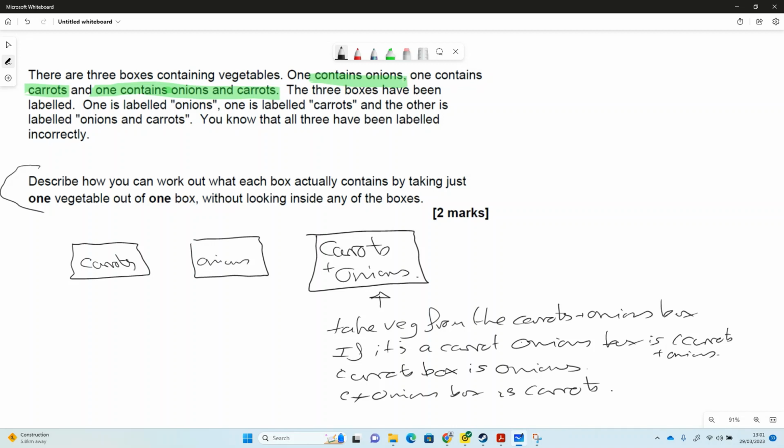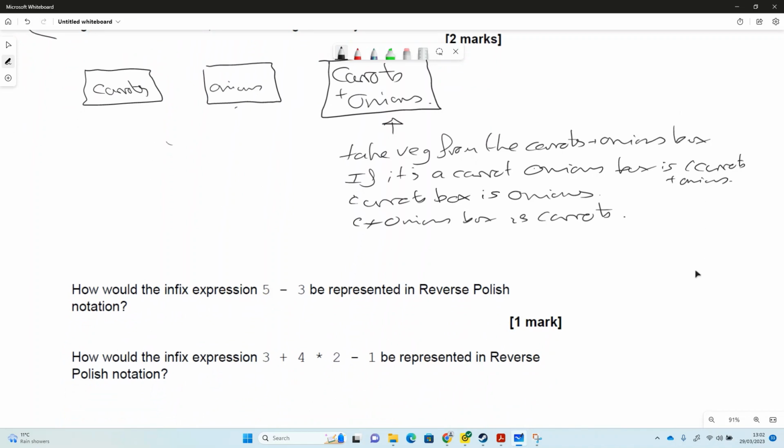So all it's doing is asking you to think about this logically, in a logical deductive sort of process. If we take something out of carrots and onions, if it's a carrot, then that must be the carrots box because it's labelled incorrectly, and that means the carrots box must be onions and the onions box must be carrots and onions. And if it's an onion, then that's the onions box, and the onions box must be carrots and onions, and the carrots box must be onions. So there's only one way of sorting it out. Strange kind of questions, but they do put those in paper 1 occasionally.